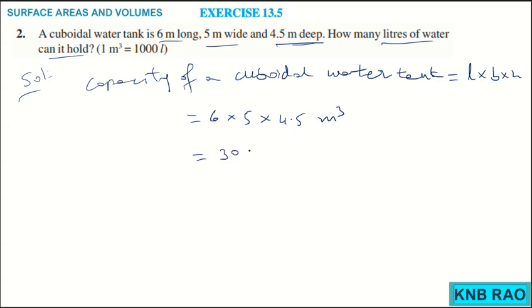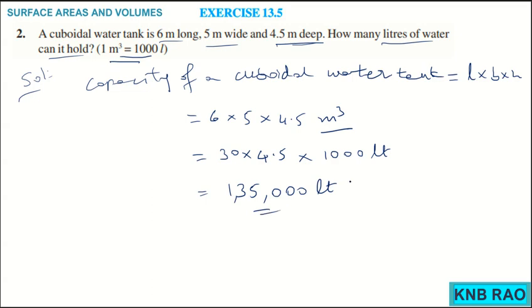So I can convert this meter cube into liters by multiplying with 1000 liters, because 1 meter cube is equal to 1000 liters. Now product of 4.5 into 3, this 0 makes 4.5 as 45. So 45 3s are 135, into 1000 will give 1,35,000 liters will be the capacity of that cuboidal water tank. This is the right answer.